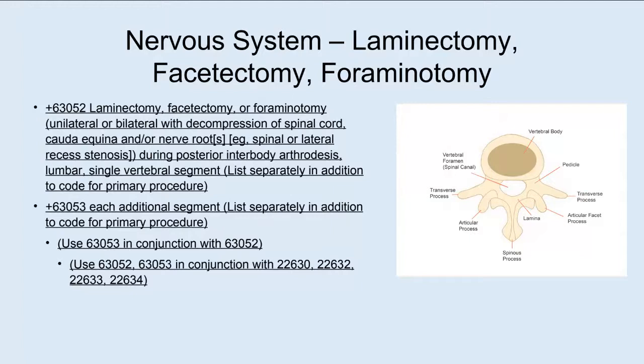Okay, also in the nervous system for laminectomy, facetectomy, foraminotomy, you have a new code, 63052, the new add-on code, and 63053, also an add-on code. 63052 is for posterior interbody arthrodesis. So it's when posterior interbody arthrodesis is done with laminectomy, facetectomy, or foraminotomy, with decompression, you can report this together.